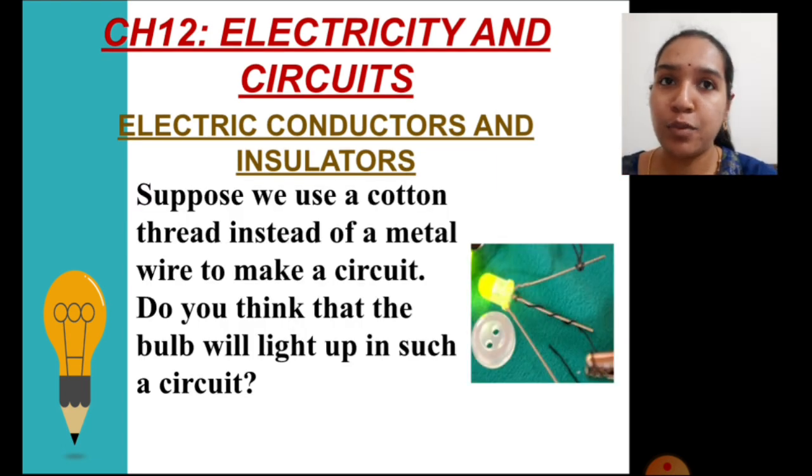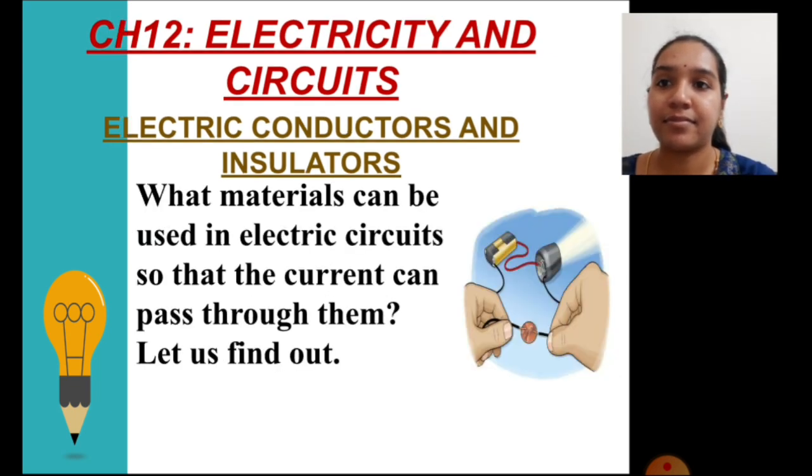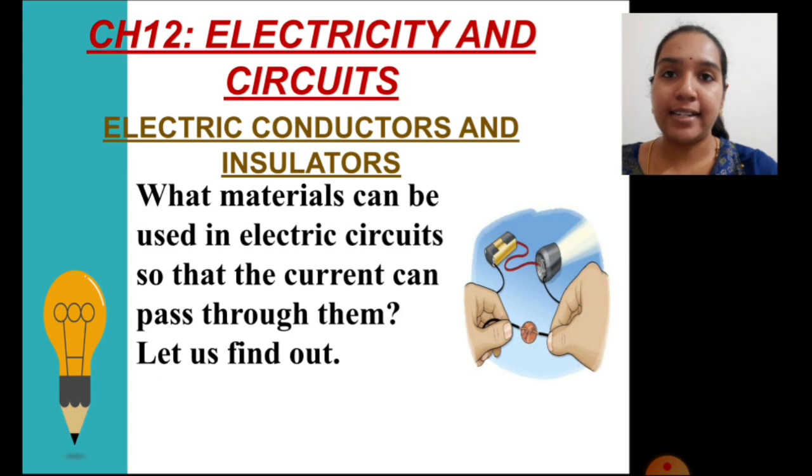Why should we not use a cotton thread instead of a metal wire to make a circuit? Does the bulb glow if we use a cotton thread in place of a copper wire? No, the bulb does not glow in such a case. If a cotton thread does not help to pass the electric current through it, then what materials can exactly be used in electric circuits for the current to pass through them? Let's see and learn.